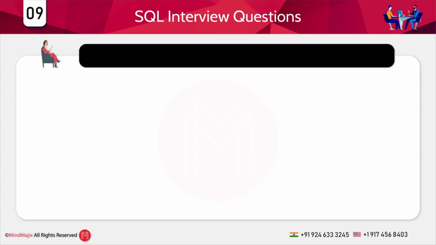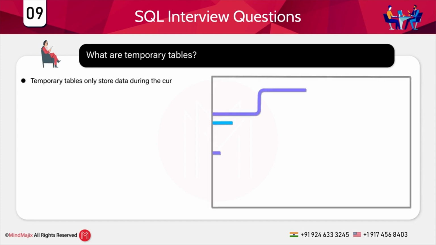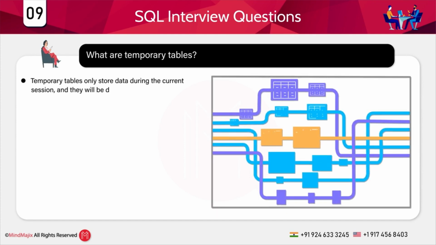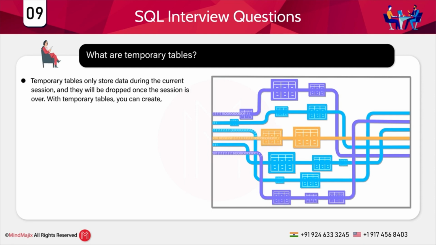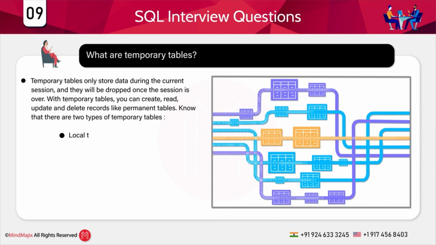So now the next question can be, based on the previous question, what do you understand by temporary tables? Temporary tables only store data during the current session, and they will be dropped once the session is over. With temporary tables, you can create, read, update, and delete records like permanent tables. There's one point that you must understand, that there are two types of temporary tables. The first one is the local, and the second one is the global temporary table.